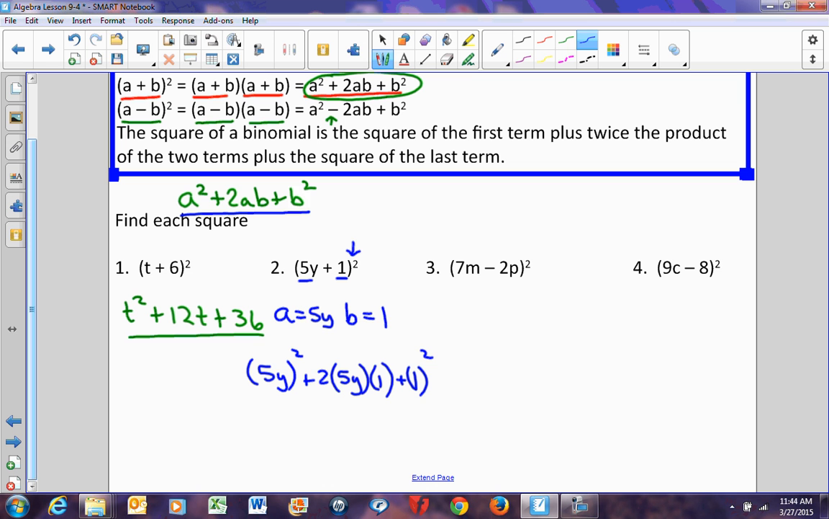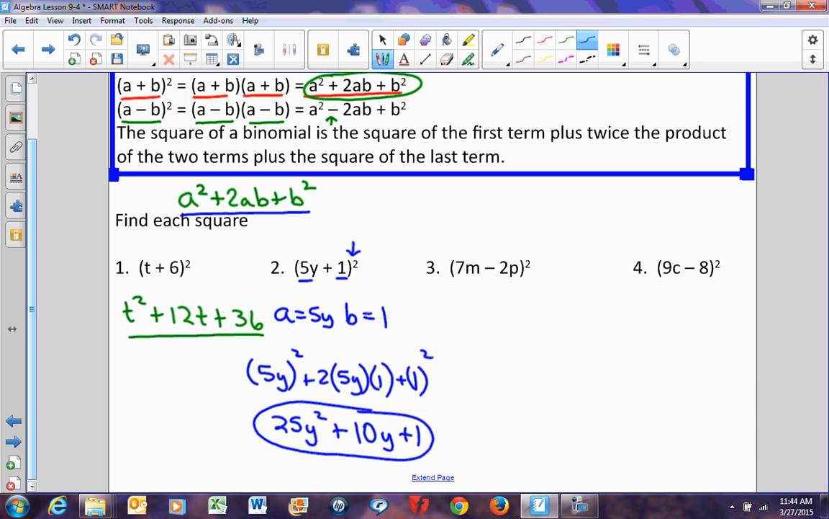So 5y quantity squared is 25y squared. Remember the properties of exponents we learned in chapter 8. Plus 2 times 5 is 10, times 1 is 10, so I have 10y. 1 squared is 1. There we go, I am done. I can save myself lots and lots of time if I learn these special products.